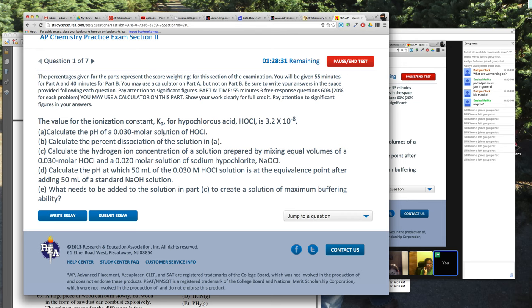Count down your time remaining. Calculate the hydrogen ion concentration of a solution prepared by mixing equal volumes of the weak acid with its conjugate base. Oh, interesting. Oh, but the molarities are different. Do the Henderson-Hasselbalch equation? Yeah, you could, because pH equals pKa. You have the Ka, you could get the pKa from that. Then pH is equal to that, and so you could do the Henderson-Hasselbalch equation. It would give you the pH, and then you would just do 10 to the negative of whatever the pH is.